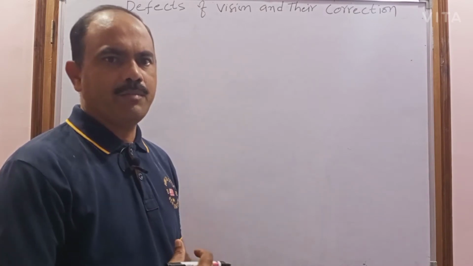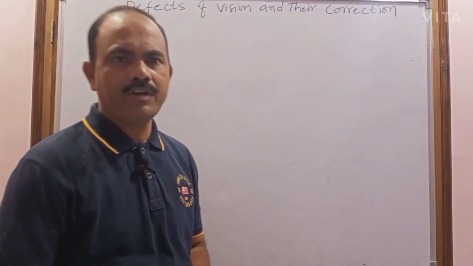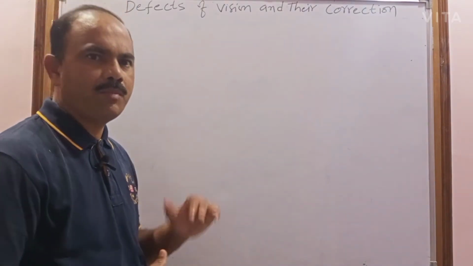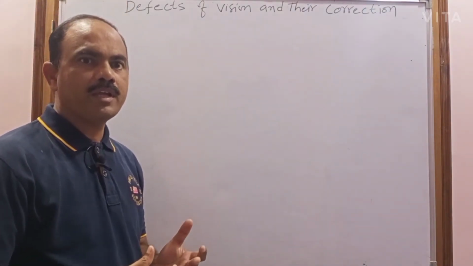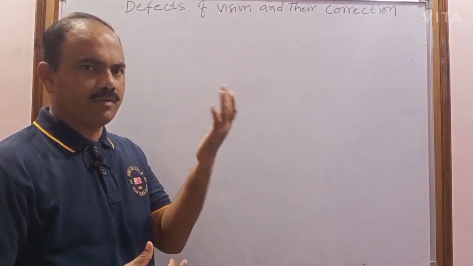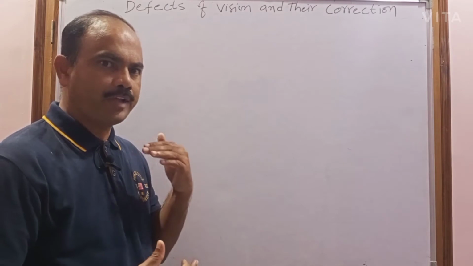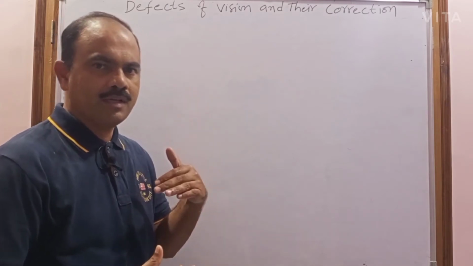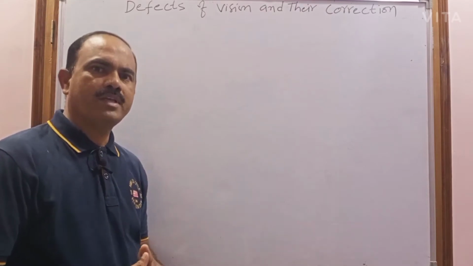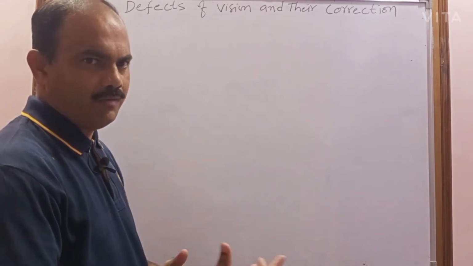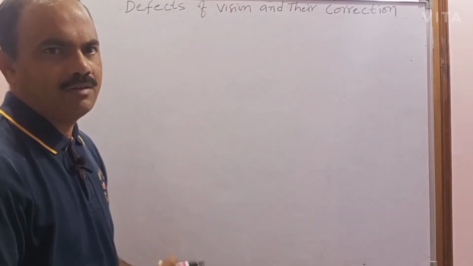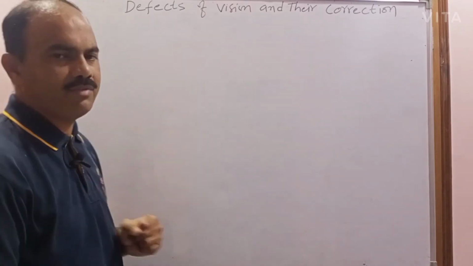When the ciliary muscles lose their ability for accommodation, the focal length of our eye lens may not adjust properly: the maximum focal length may decrease and the minimum focal length may increase. Due to that, our vision becomes blurred. When our vision becomes blurred, that is called a defect of vision.